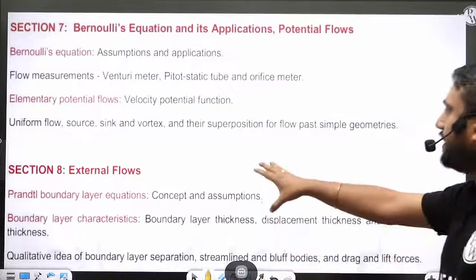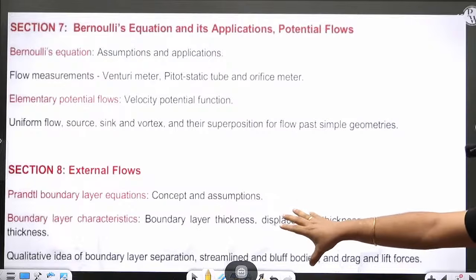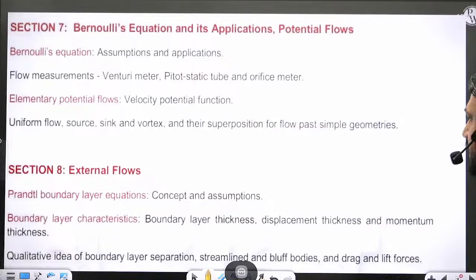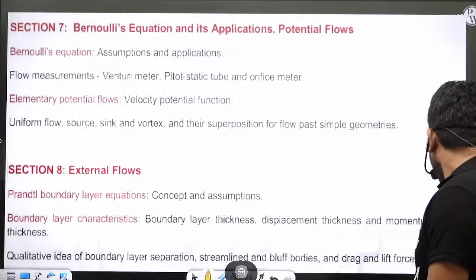In this particular part, boundary layer theory, Prandtl boundary layer equation, lift and drag part. So that external flow consists of those parts.